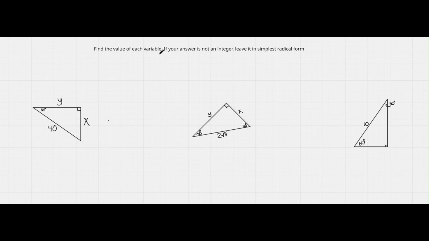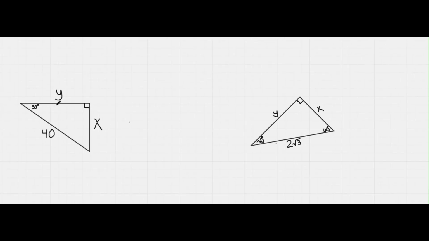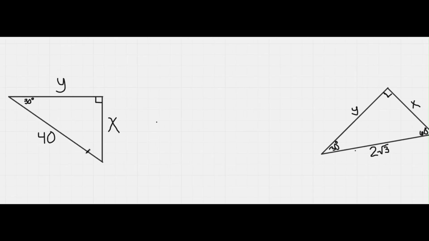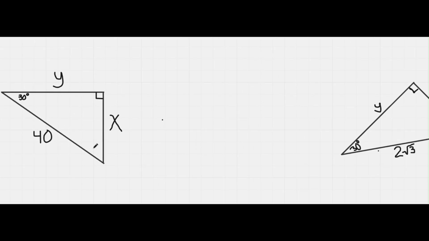Find the value of each variable. If your answer is not an integer, leave it in simplest radical form. So here we have a 90-degree angle and a 30-degree angle. So it lets us know that the remaining angle will be 60 degrees.